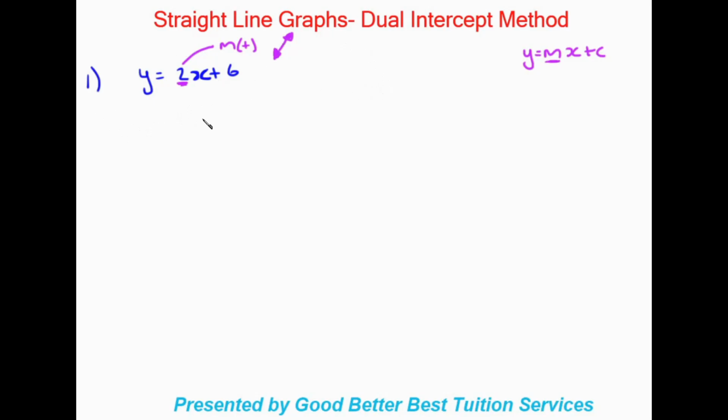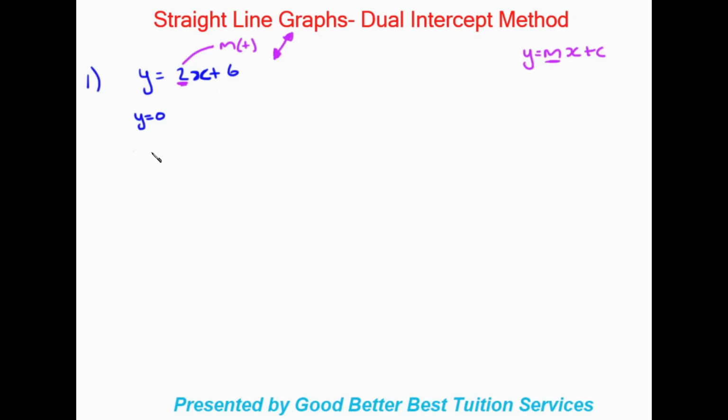So now we've already identified what our gradient is doing. Now we need to solve for our dual intercept, right? So the way we're going to do that is, let's first look at when we are trying to find the x-intercept of the graph. When we're trying to find the x-intercept of the graph, we need to make y in the equation equal to 0. So let's go ahead and do that. We're going to make y equal 0 in this equation here up above.